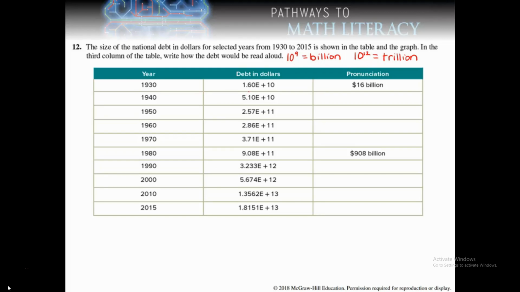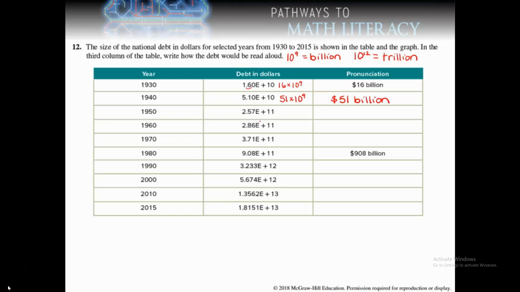So in 1930, 1.60 times 10 to the 10th, that's bigger than a billion. It's actually 10 times bigger. So that actually means that you need to move the decimal point one to the right if you want to say it in billions. Another way of thinking about that is this says that you need to move the decimal point 10 places to the right. If I move it one place to the right, then now it only has nine more places to go, which makes it a 10 to the ninth. So this could also be written as 16 times 10 to the ninth, which would make it 16 billion. With that in mind, the value in 1940 would be 51 billion.